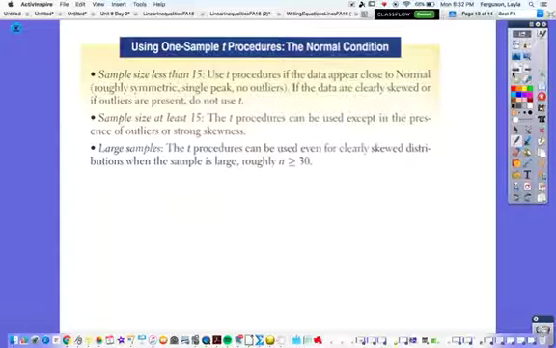If your sample size is at least 15, the T procedures can be used except in the presence of outliers or strong skewedness. And if you have large samples, the T procedures can be used even for clearly skewed distributions when the sample is large, roughly n is greater than or equal to 30.